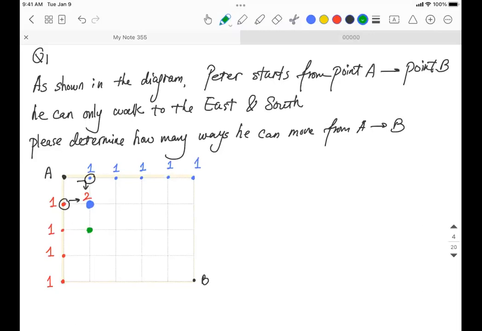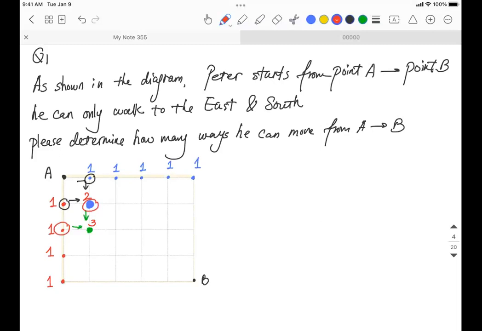In order to go to the green dot, he can only go from two directions. One is from here. One is from here, right? Because he can only go down, he can only go right. So the total ways to go to this green one should be the sum of these two guys. Does it make sense to you guys? Yes or no? It's going to be 3.